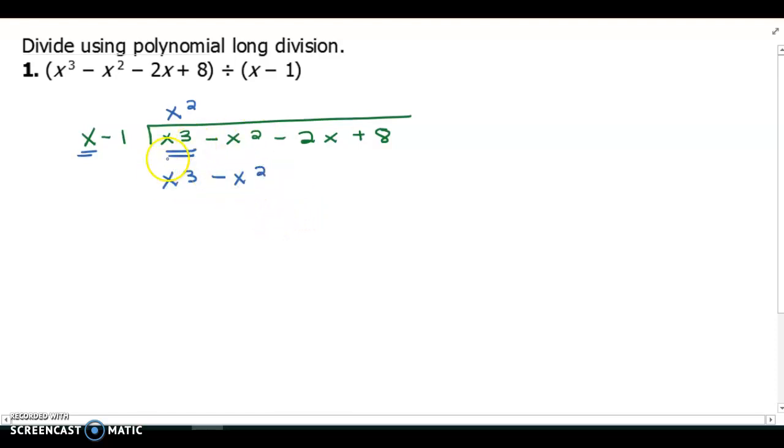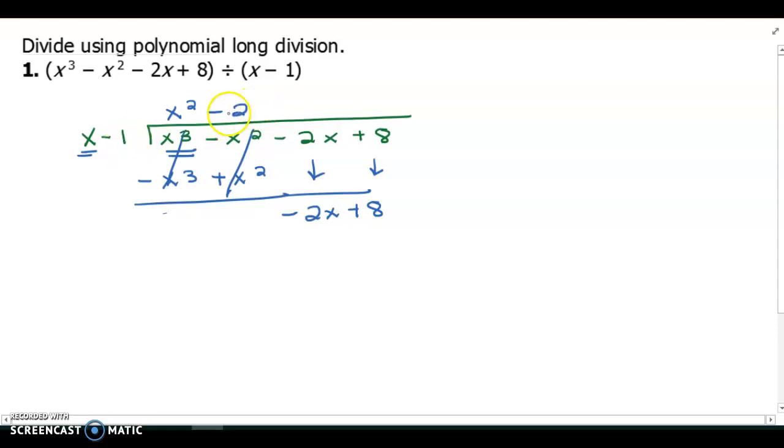Okay, now we're going to subtract this, so we change the signs. That goes away. Negative x squared plus x squared, those both go away. So I'm going to go ahead and bring both of these two down. So this is just 0 and 0, so minus 2x plus 8. Okay, now what do we multiply x by to get negative 2x? Well, that would just be a minus 2.